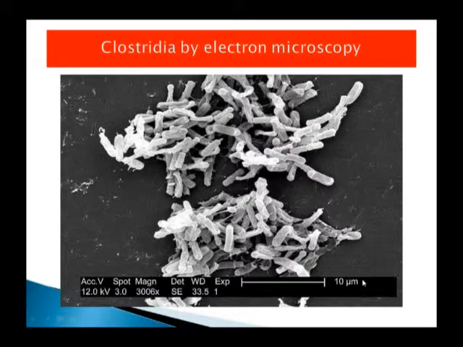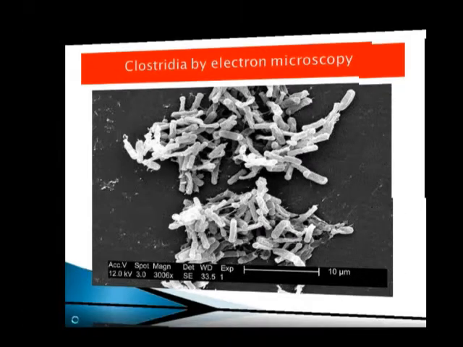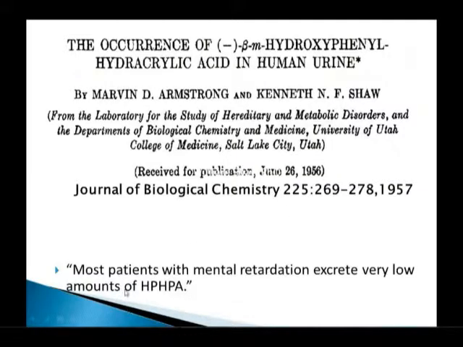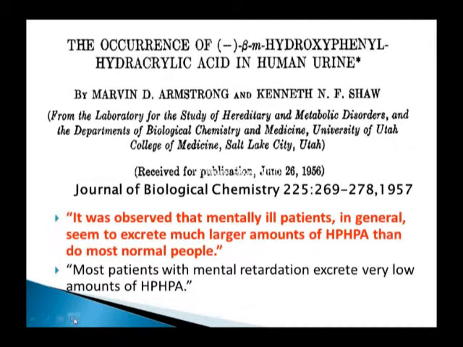Clostridia is a problematic bacteria. It's an anaerobic bacteria, which means it doesn't like oxygen. It exists in colonies, just like many bacteria do, but it can be a real problem because of the toxins that it produces. One particular toxin, as Dr. Shaw highlighted, is called HPHPA. Well, it turns out that HPHPA has been known about for a long time.